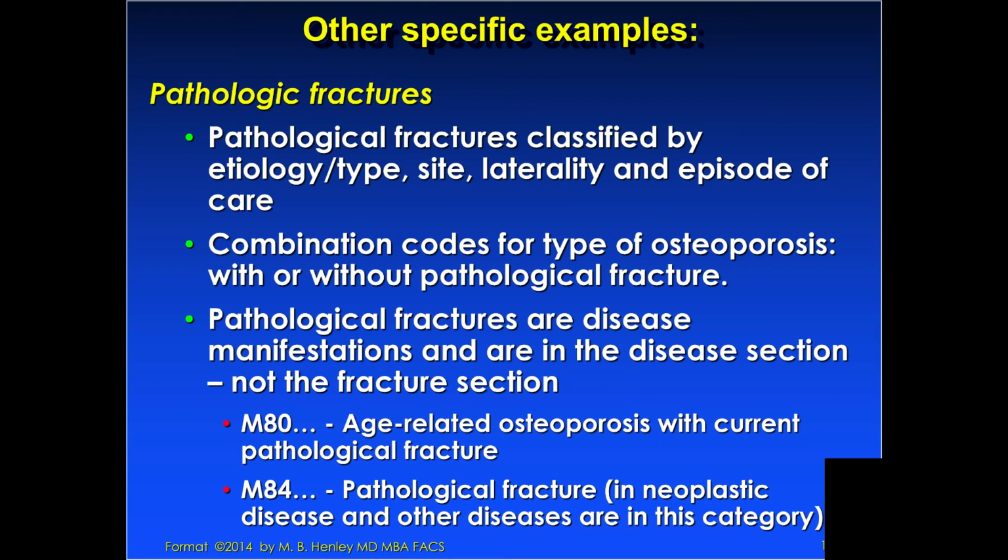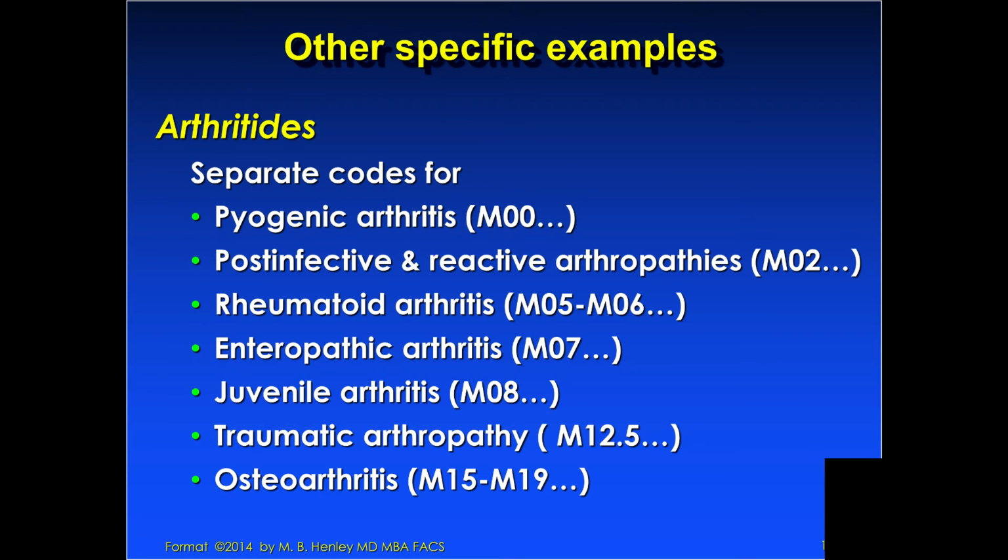Pathological fractures are classified by etiology, type, site, laterality, and episode of care. We've reviewed the osteoporotic fractures with and without pathologic fractures. Pathologic fractures are all found in the disease section, and that's a review. What about arthritides? There are separate codes for pyogenic arthritis, post-infective and reactive arthropathies, rheumatoid arthritis, enteropathic arthritis, JRA, or juvenile arthritis, traumatic arthropathy, and osteoarthritis.